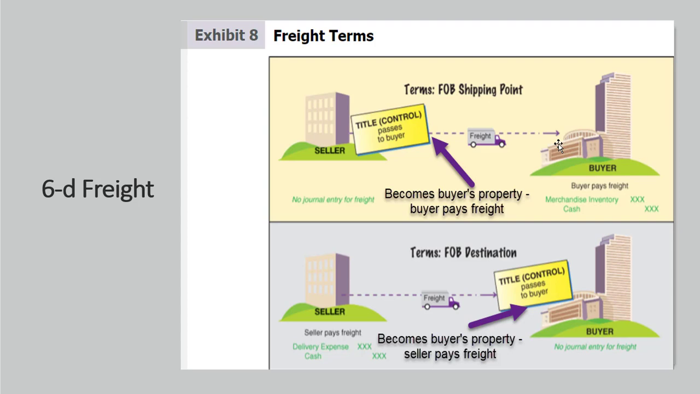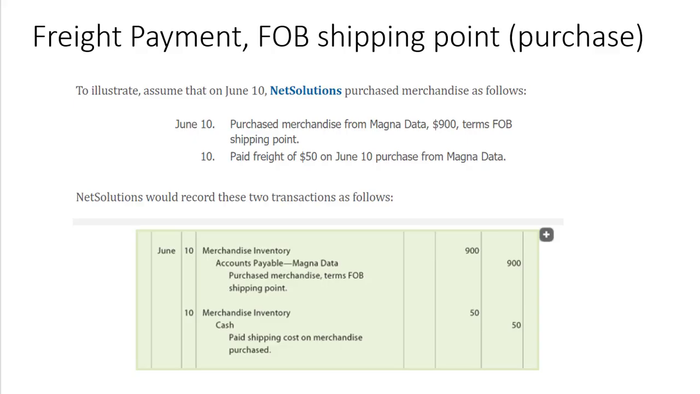For free on board point of destination, the title doesn't shift to the buyer until it arrives at the buyer's door. That's when title passes. So in this case, the seller would pay the freight. It doesn't become the buyer's property until it gets all the way to the buyer. So let's see what that means.